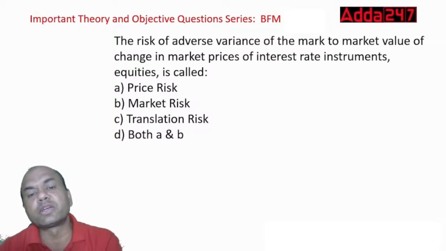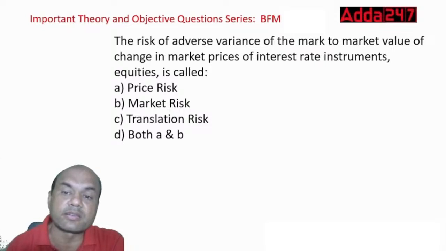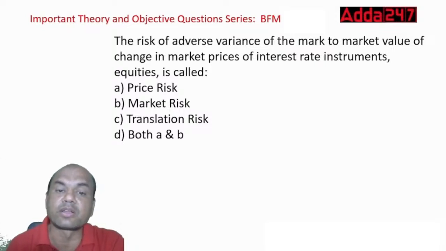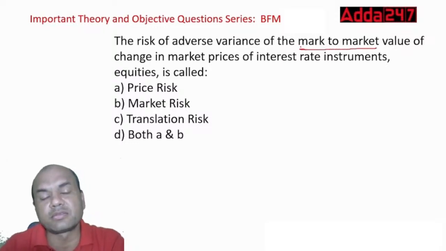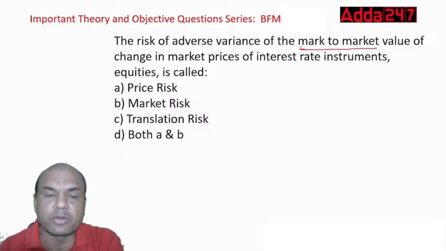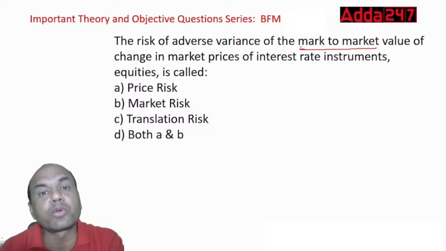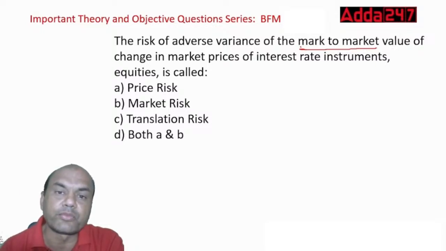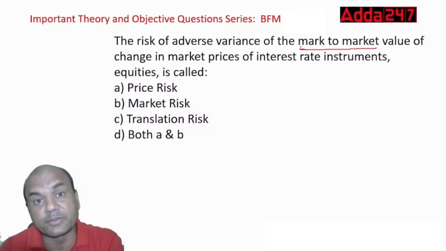The risk of adverse variance of mark to market, a change in the market price of interest rate instruments and equities, is called... so, mark to market. What is mark to market? The logic behind mark to market is, suppose I bought a bond and I am not going to sell it immediately. Mark to market means whether I am notionally gaining some profit or not in that. That's the meaning of mark to market.